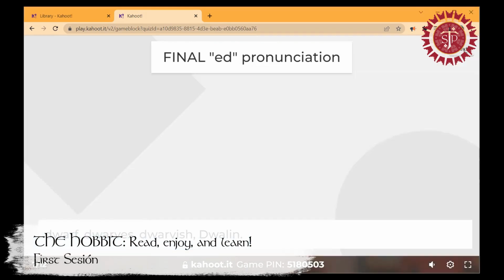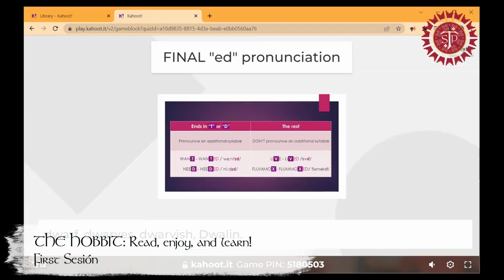So I wanted to use this opportunity to remind you of a typical challenge. I made a mistake here. A typical challenge of final ED pronunciation. Flummoxed, not flummox-ed. Yes, flummoxed. It's the rule that we don't get as Spanish speakers, that we want to add an additional syllable, like flummox-ed. But in English, we don't do that.